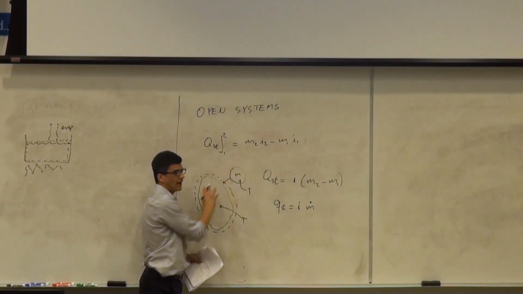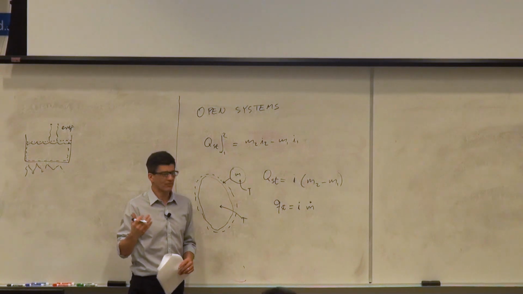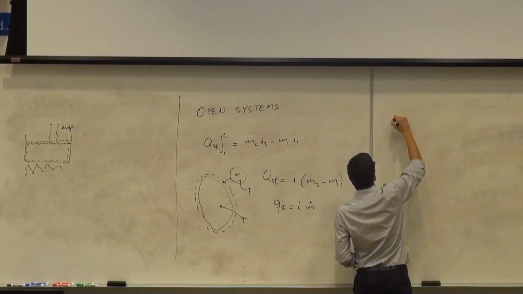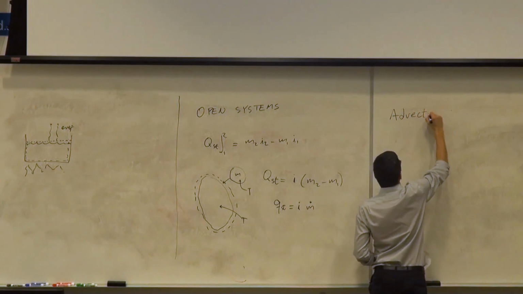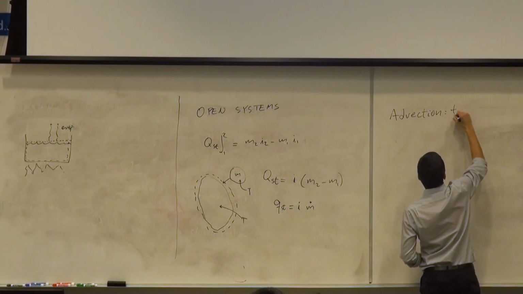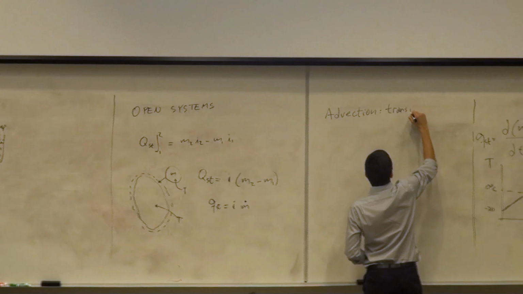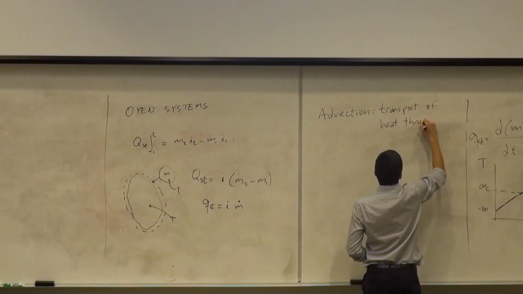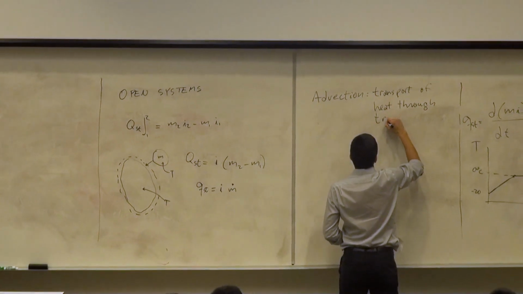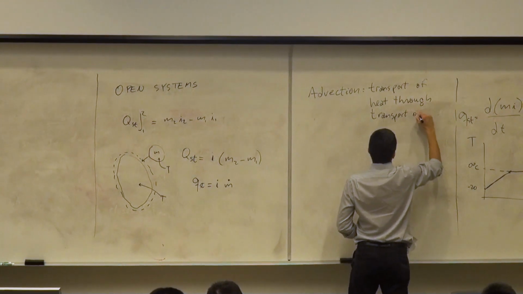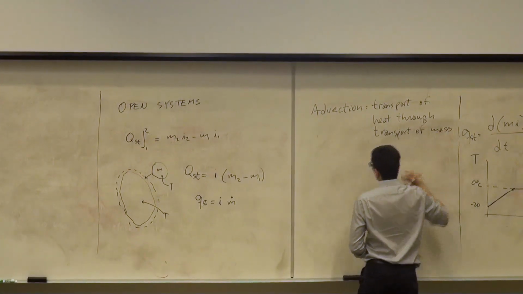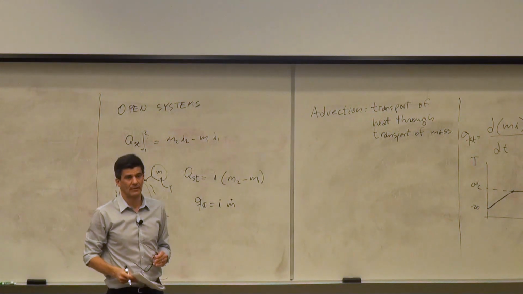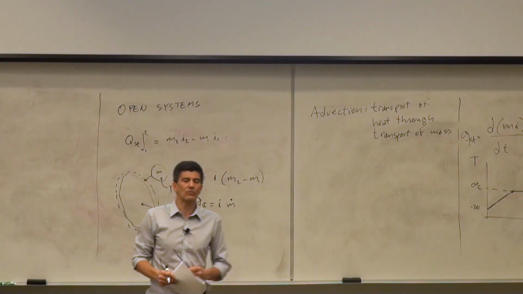This thing in which I add mass across my system and brings thermal energy, this is what is called advection. This is the transport of heat through transport of mass. So the book doesn't mention advection except once or twice. It's super important to understand heat exchangers and many more things.